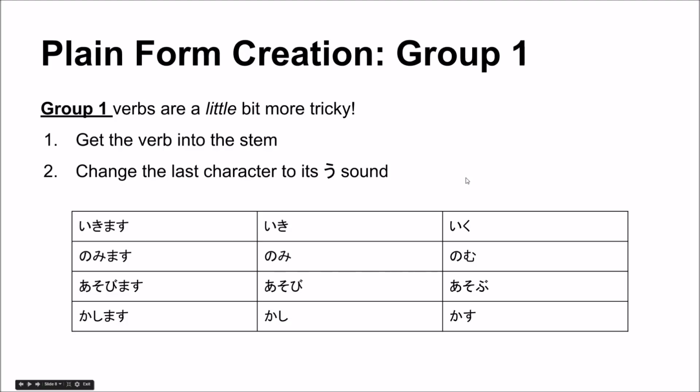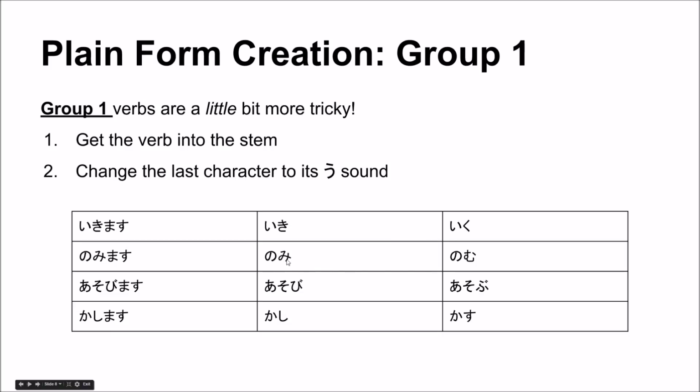Group 1 verbs are a little bit more tricky. You get them into the stem just like they were. And then just change the last character to its corresponding u sound. So if we have the stem here for ikimasu, we have iki is the stem. Notice how this is a ki sound. Just change that ki to a ku. It's still the k, but it's not the ki, it's the ku. We just change it to the u sound.